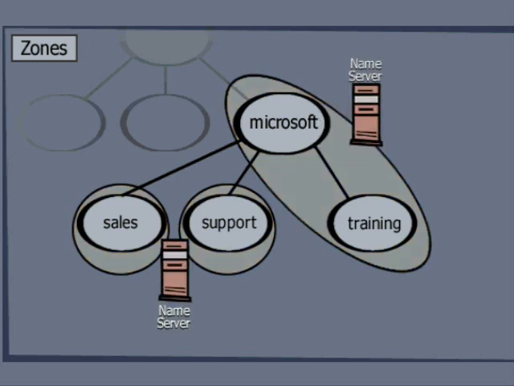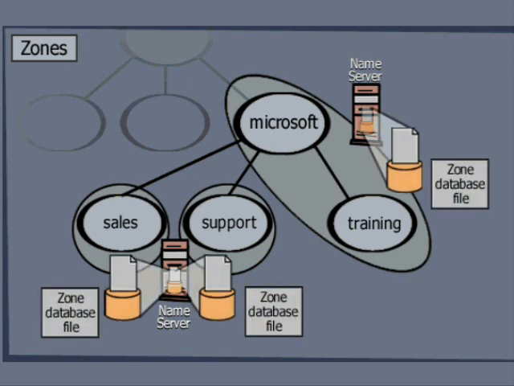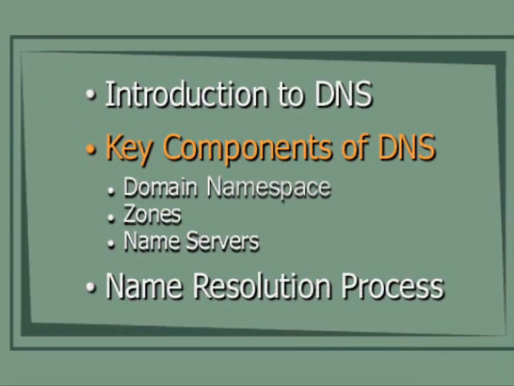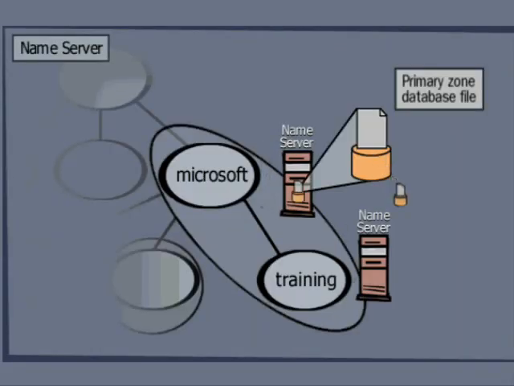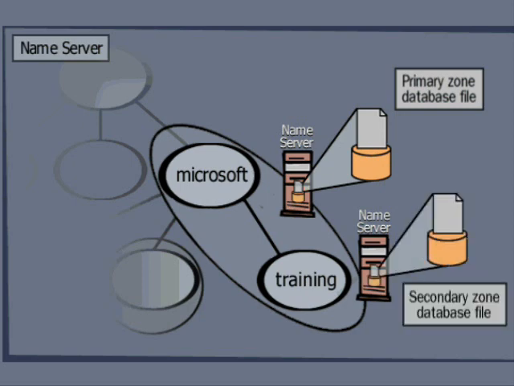The name to IP address data for computers located in a zone is stored in a zone database file on a DNS name server. One name server holds the primary zone database file for a zone. That name server is said to have authority for making changes to the zone file.